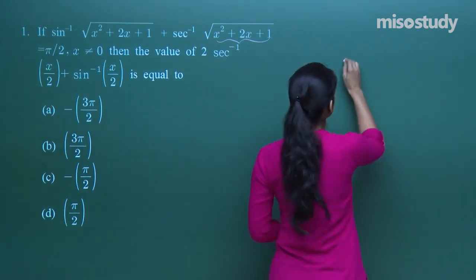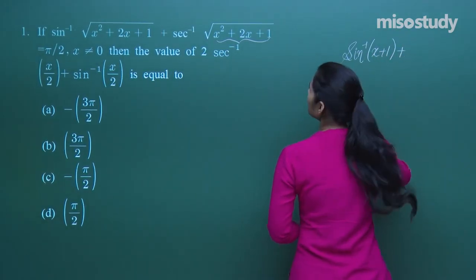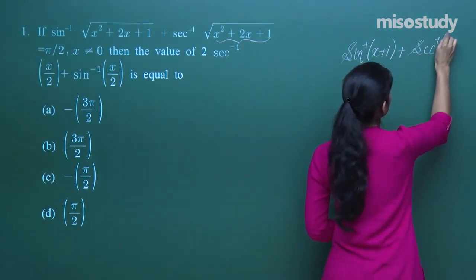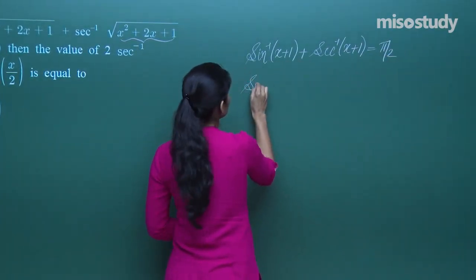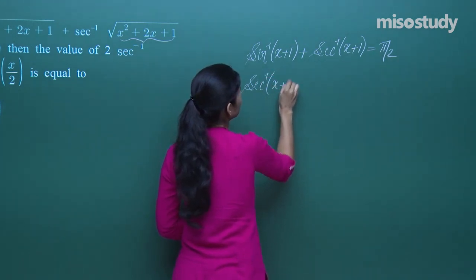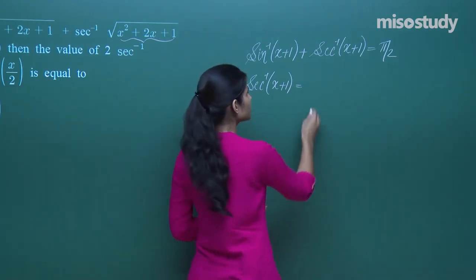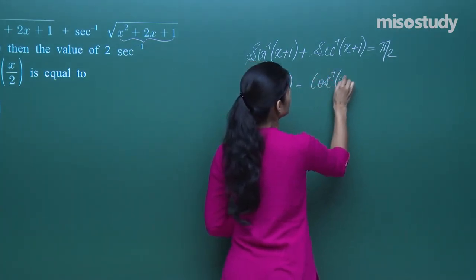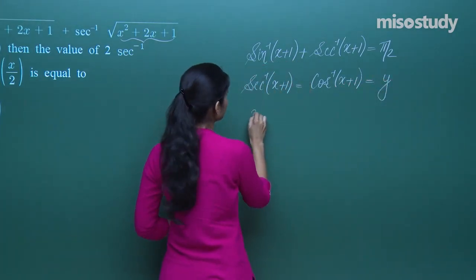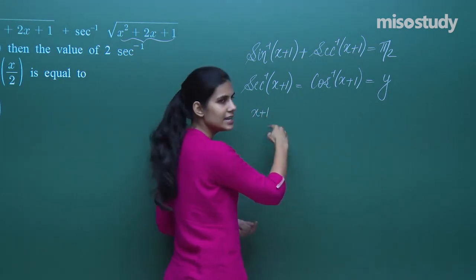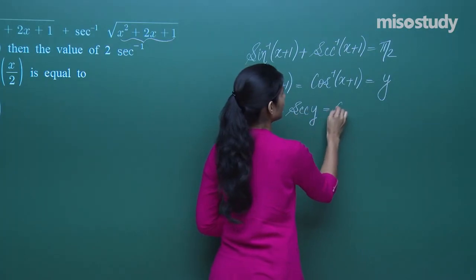So what you are given is nothing but sine inverse of x plus 1 plus sec inverse of x plus 1 is pi by 2. So you are left with sec inverse of x plus 1 is pi by 2 minus sine inverse of x plus 1, which is cos inverse of x plus 1. If these both expressions are equal, suppose they are equal to y, what I get is basically x plus 1 is sec y and x plus 1 is cos y.